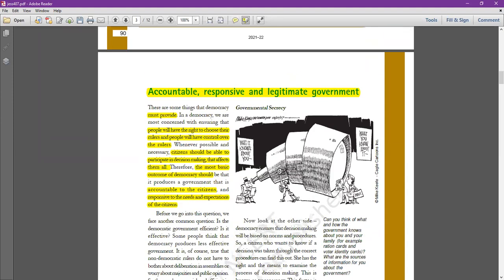So in this topic, what we have understood and discussed is that the government must be accountable, responsive, and legitimate. That is how you can say that democracy has been successful. And these are the components of democracy, components of the government in a democracy.